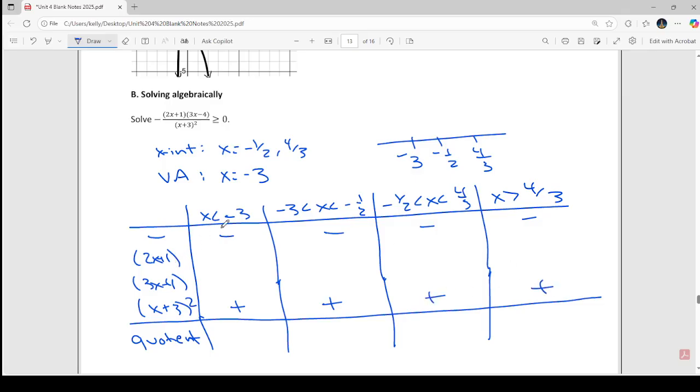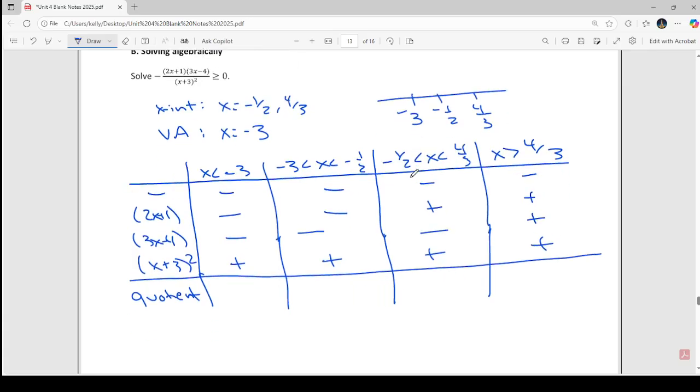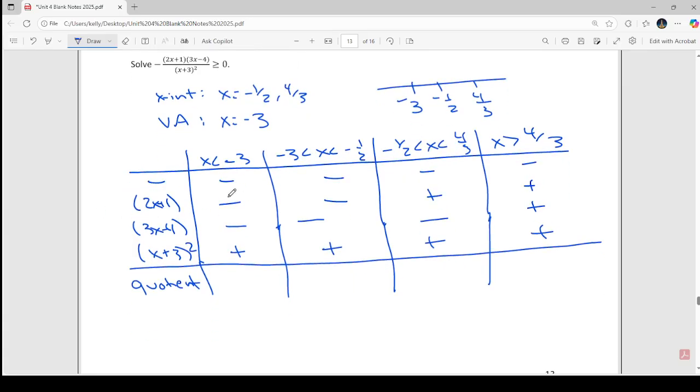2x plus 1 for x less than -1/2 is negative. For x of -1 is also negative. But for x greater than -1/2, it's positive. And 3x minus 4 is negative until x is greater than 4/3. So overall, this function is negative, then positive, then negative.